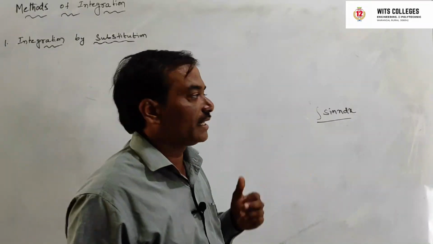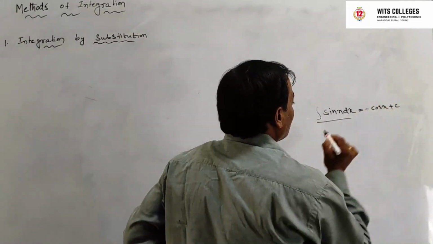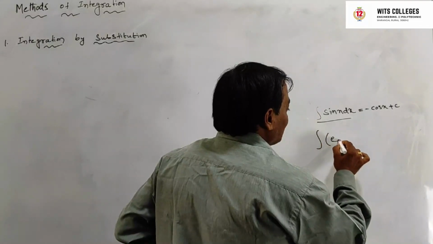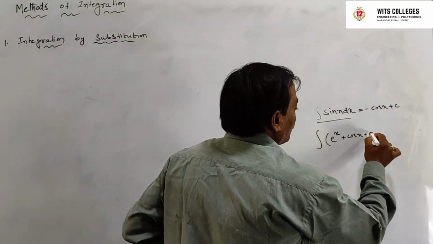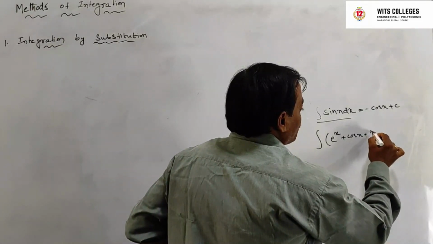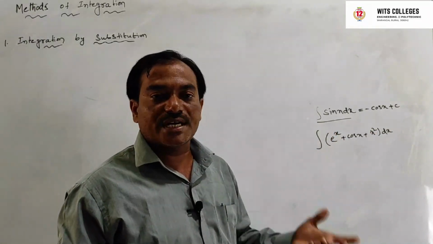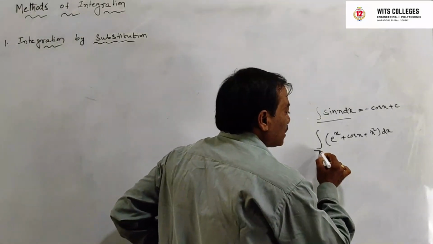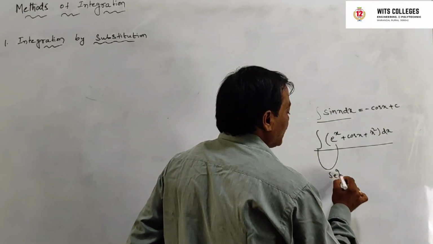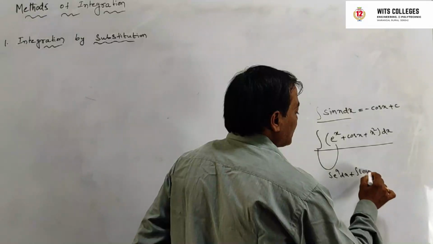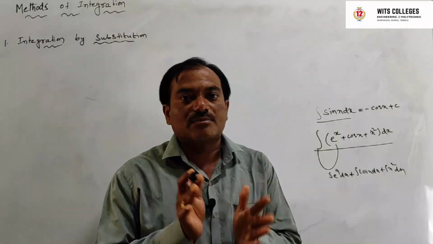We know that integral sin x dx equals minus cos x plus c. Or evaluate integral of e to the power of x plus cos x plus x square dx. First we split this into three parts. We have to find the integral value of this total integration. So first we write integral e to the power of x dx, then integral cos x dx and integral x square dx. Then we find these values by using the standard formulas.